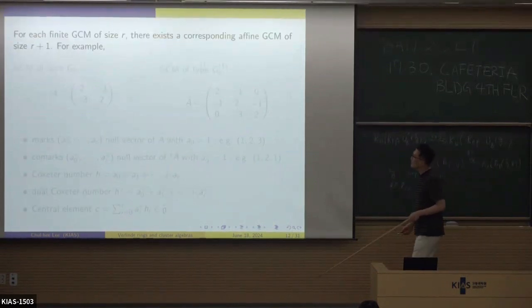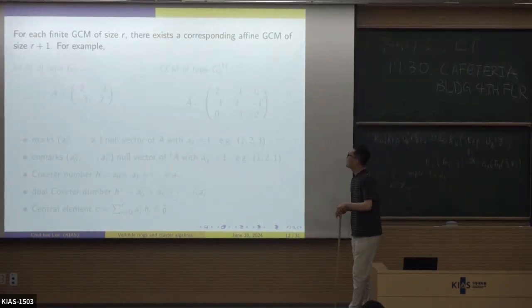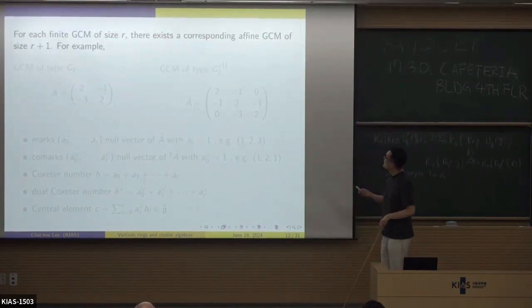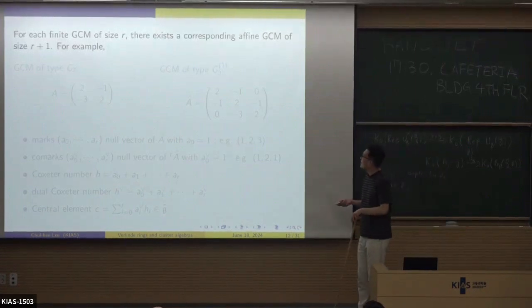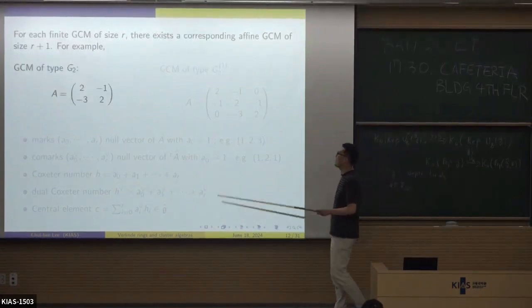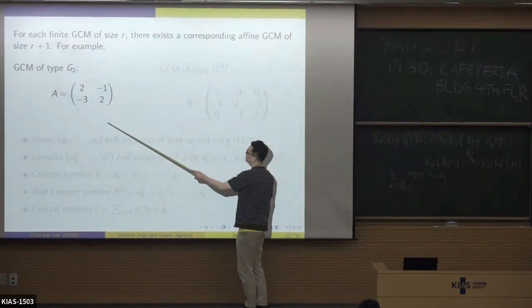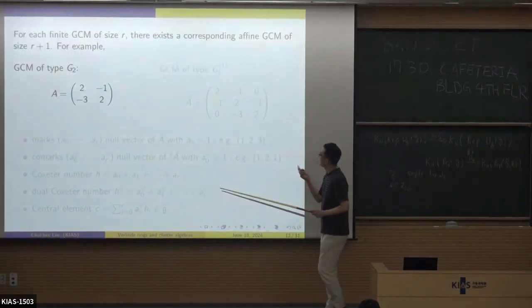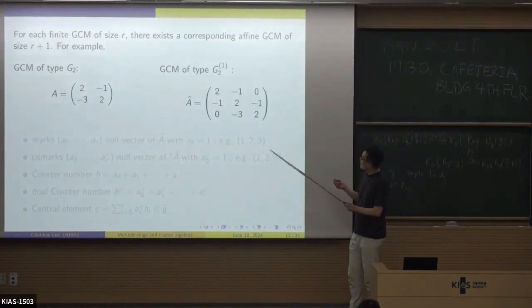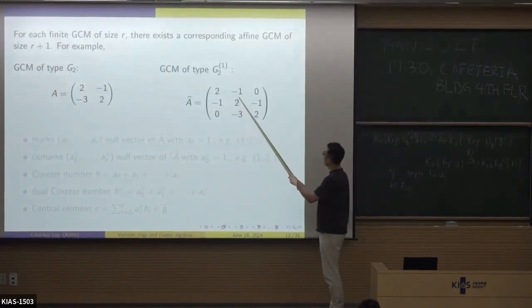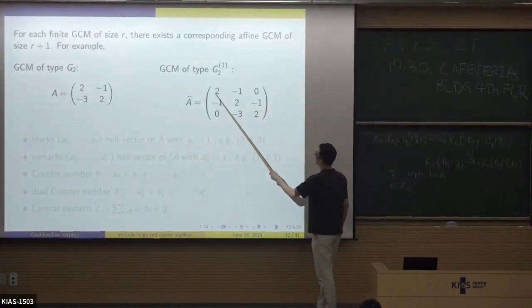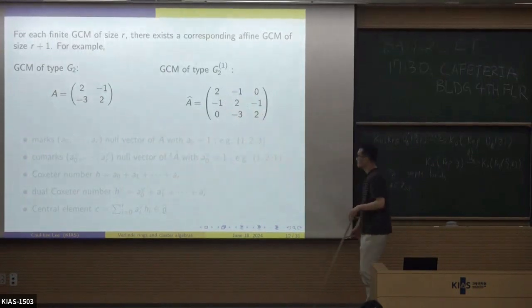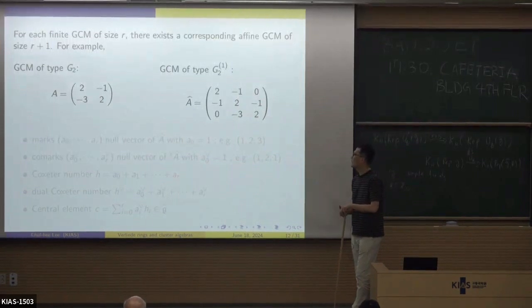So for a generalized Kac-Moody algebra of finite type, we can find a corresponding affine GCM. So this is a Cartan matrix for type G2, and this is a GCM for affine G2. Here we have the same Cartan matrix as this, but we have another row and column. It's similar to adding one more generator to the Coxeter group of finite type.